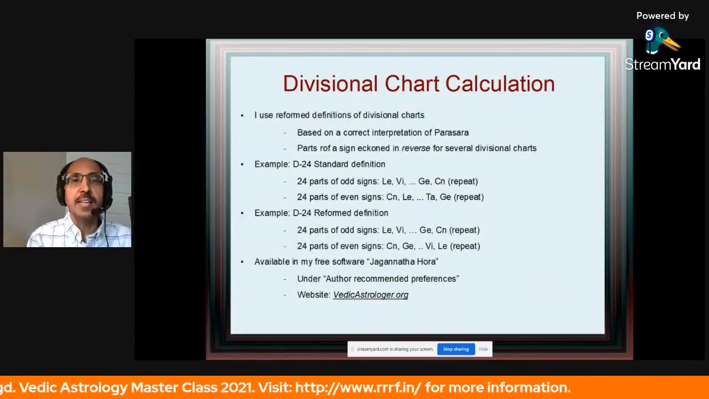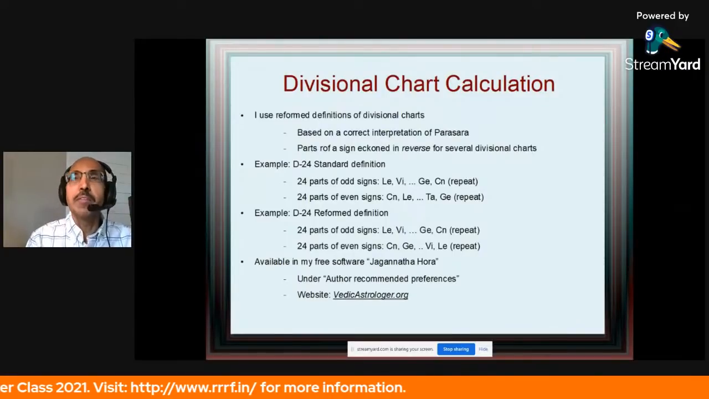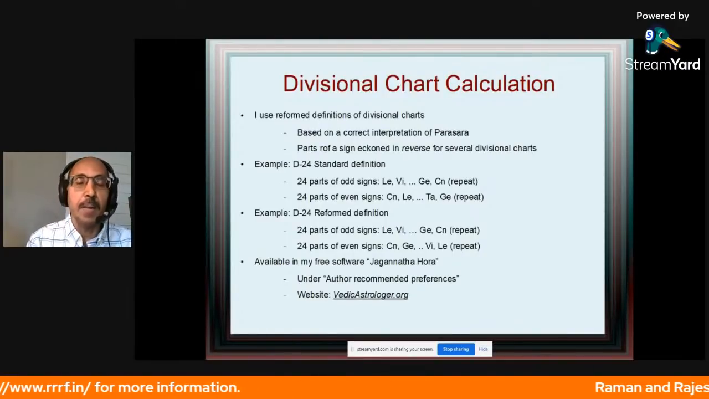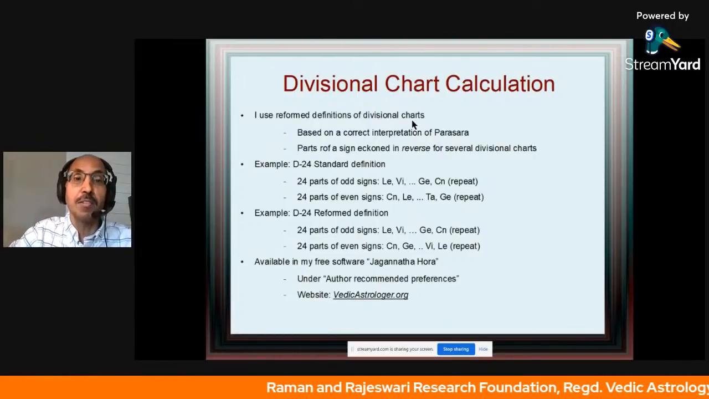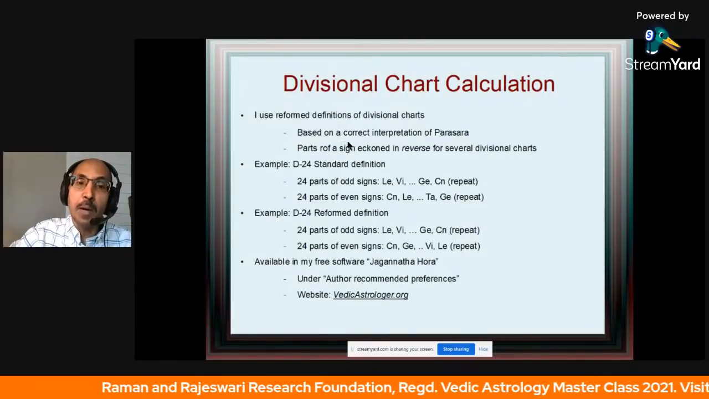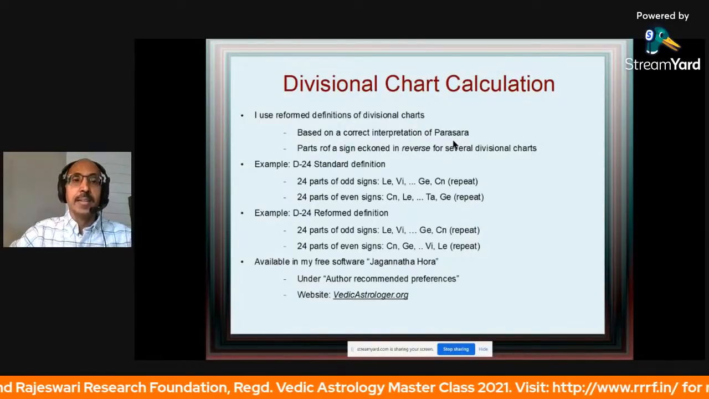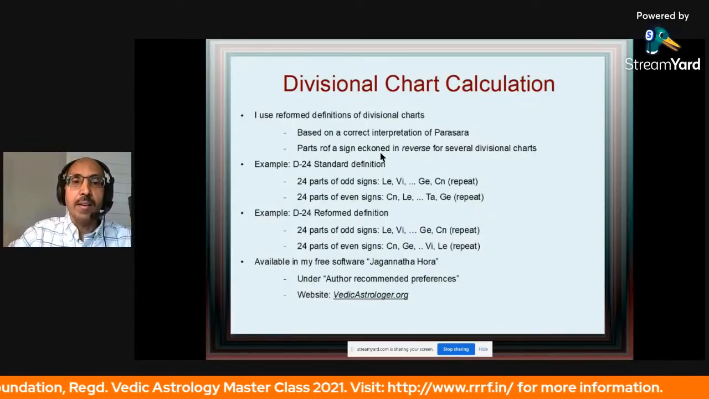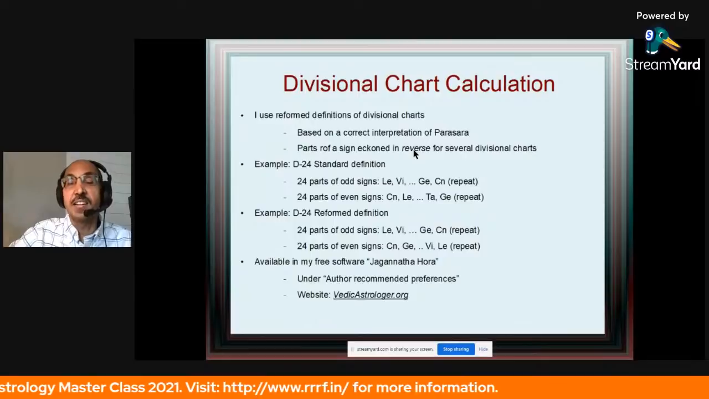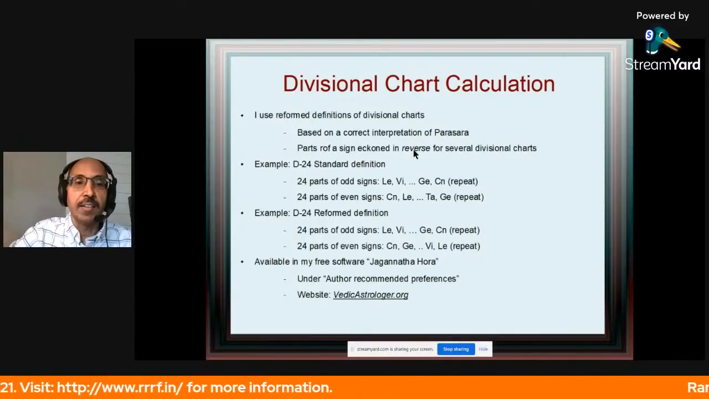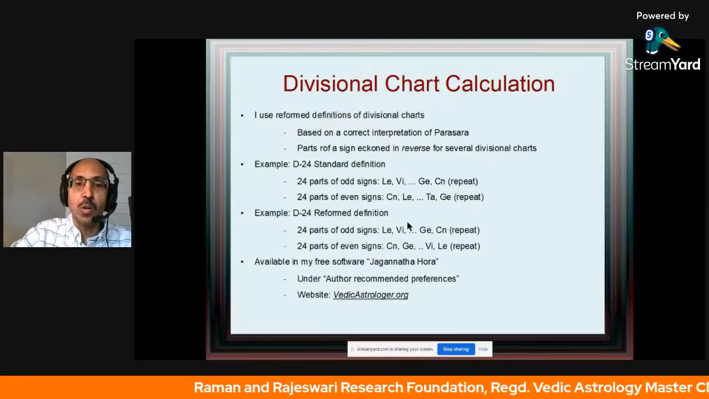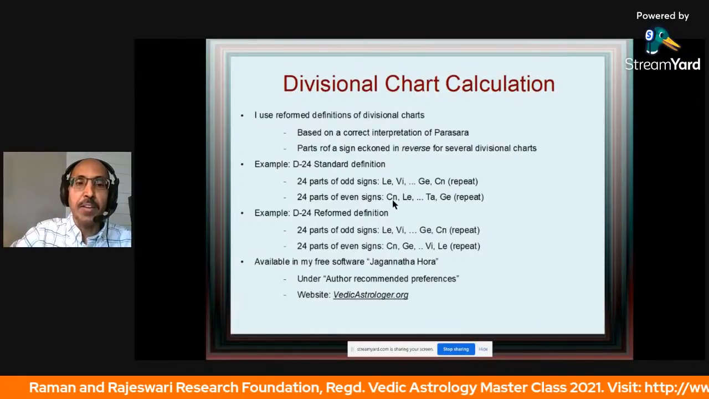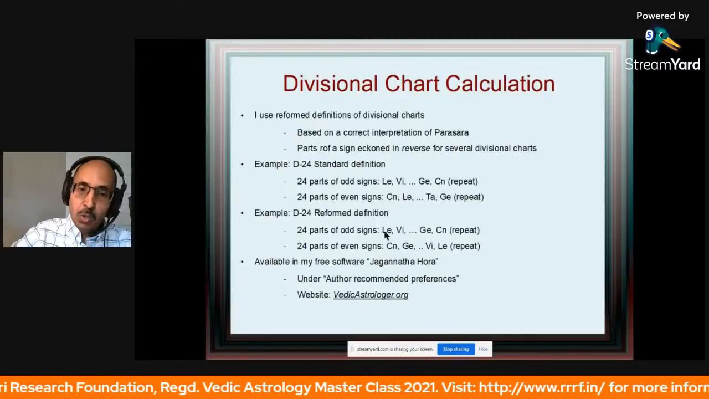And one more small note is about divisional charts. People use the divisional chart definitions as translated by translators like Santhanam, G.C. Sharma, Christian Sharma, etc. I use reformed definitions of divisional charts. This is based on what is, in my view, a correct interpretation of Parashara Maharshi. Here, parts of a sign are reckoned in reverse for several divisional charts instead of being reckoned in the same zodiacal order. For example, if you take D24, the standard definition, this is the Siddhamsha, education. For odd signs, the 24 parts will start from Leo and go till Cancer, 2 cycles like that. And for even signs, they start from Cancer, but again go zodiacally and end in Gemini.